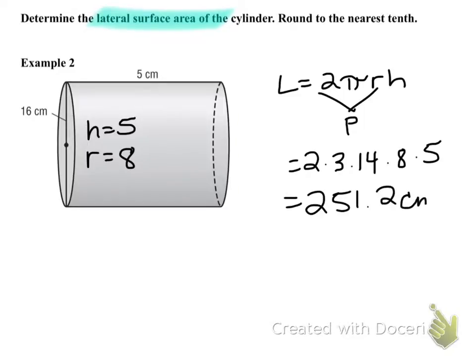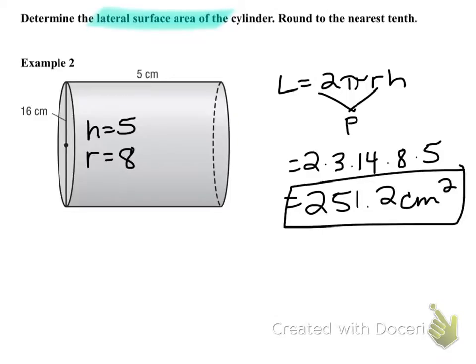251.2 centimeters squared. So what that's going to do is cover the outside of, let's say this is a can, so it's going to cover the outside of the can or a can label, just the lateral surface area, not including the 2 circles that are the 2 bases, so the top and the bottom.